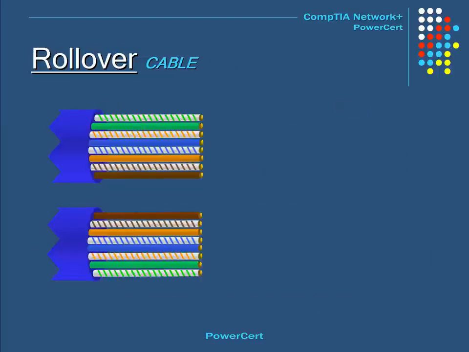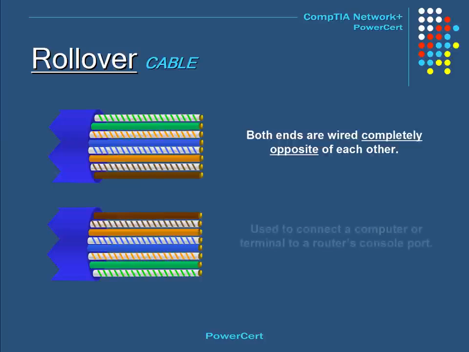A rollover cable is created when both ends are wired completely opposite of each other. These are used to connect a computer or a terminal to a router's console port.